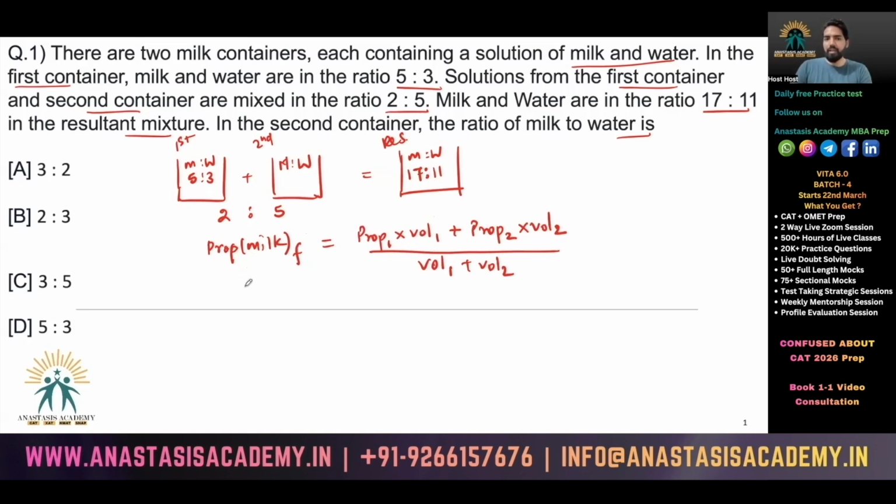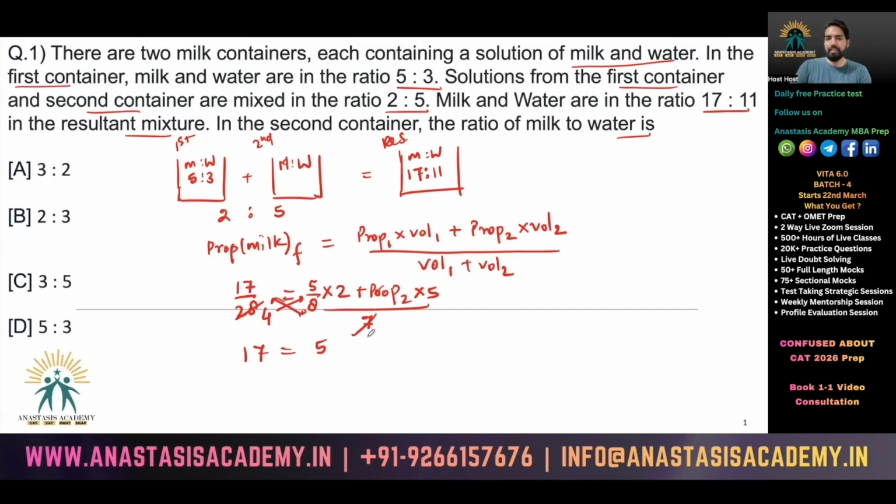It is 17/28, and that is equal to the proportion in the first container, 5/8, multiplied by the volume, that is 2 units, plus the proportion of milk in the second, which we do not know, into the volume, 5 units for the second solution, and the sum of volumes is 2 plus 5, which is 7. So we can cancel it out 4 times, and then we can cross multiply these terms to get 17 is equal to 5. This 4 into 2 is 8, 8 gets cancelled.